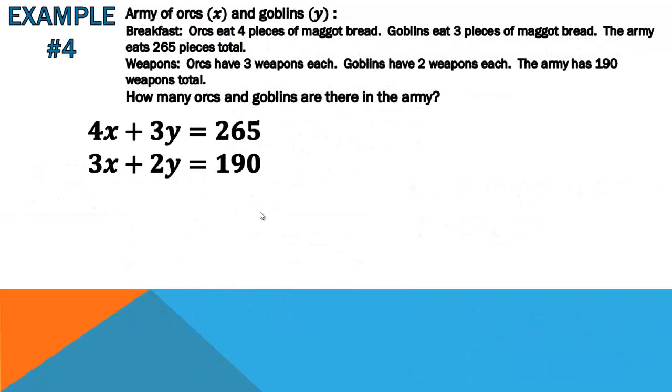Okay, this one's going to take a different approach. You have an army of orcs and goblins. Orcs are x, goblins are y. That, again, should clue you in that you're going to be using elimination when they tell you what the x and y variables stand for, as they represent two separate things and there's no total cost involved.